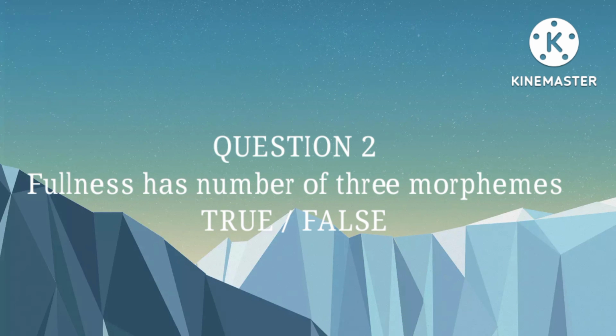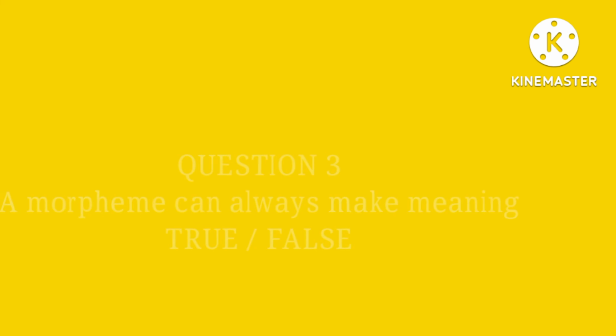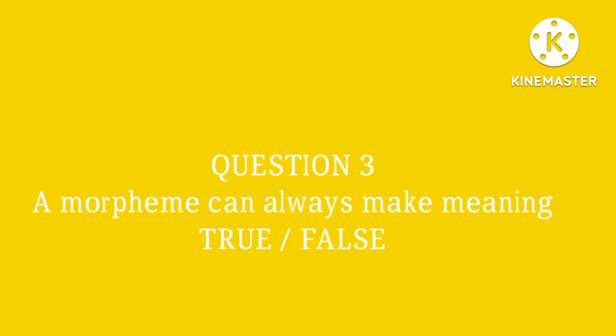Question 2 says fullness has three morphemes. True or false? Question 3: a morpheme can always make meaning. True or false?